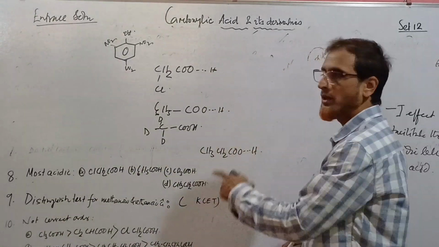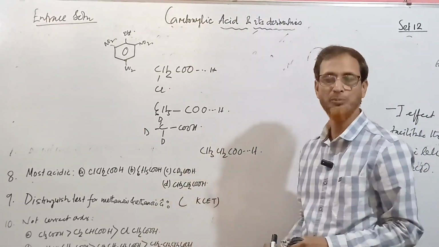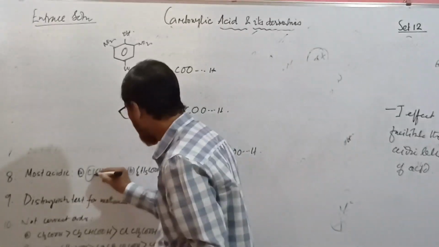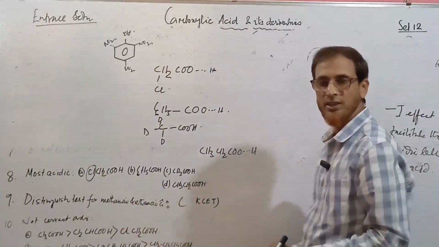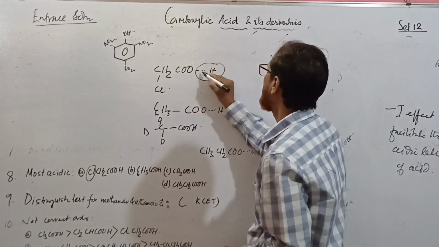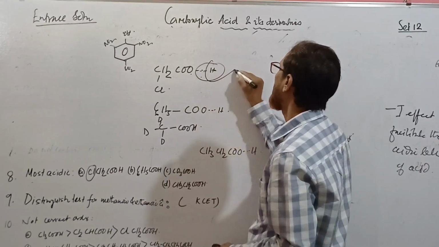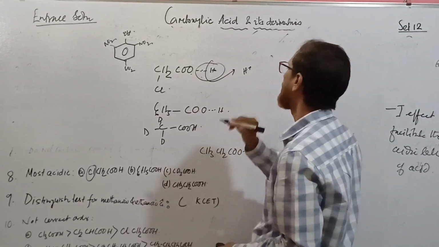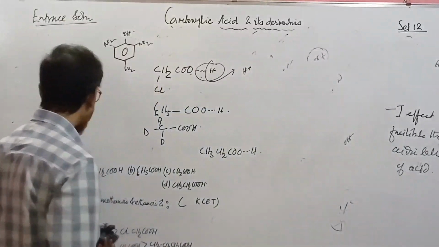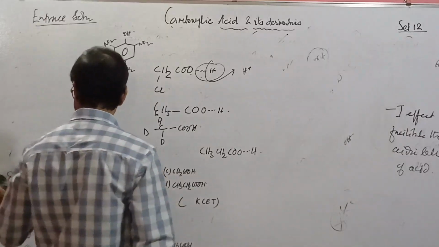The most acidic, I have already told you, the acidity of an acid is facilitated due to the presence of a -I group. The compound which has a -I group attached will be more facilitating, because it lessens the electron density in the OH group, thereby the release of hydrogen as a proton will be much easier. So it will be the strongest one. So the strongest acid is chloroethanoic acid.